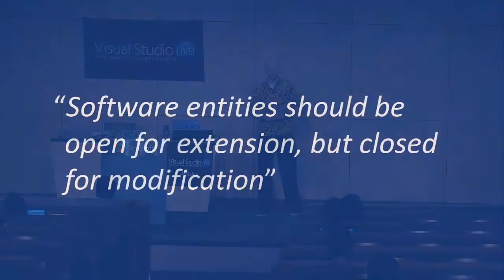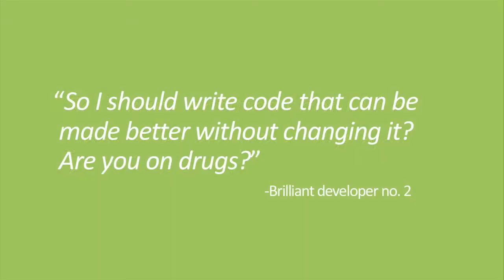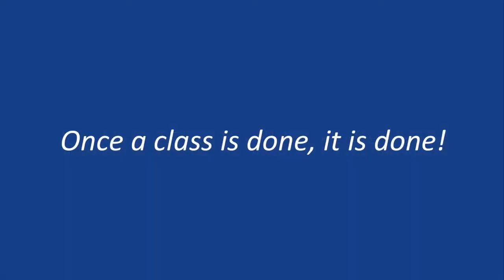Next one, the open-closed principle. The worst one to explain, unfortunately. I take Liskov over this every single day. The definition is: software entities should be open for extension but closed for modification. Does that make sense? We should write classes that we can extend and make better without touching the classes. Simple, right? I've refined that to my own definition, which is: once a class is done, it's done.